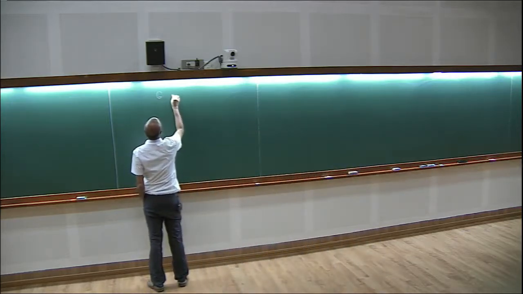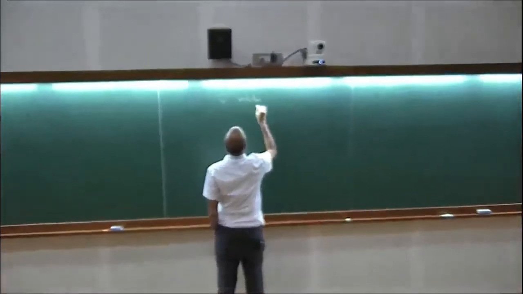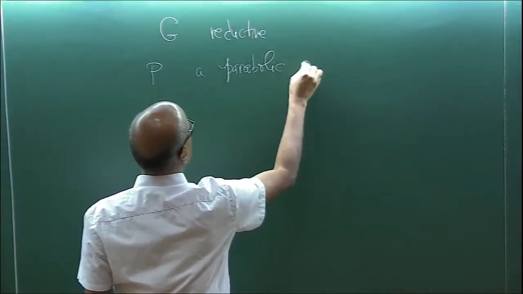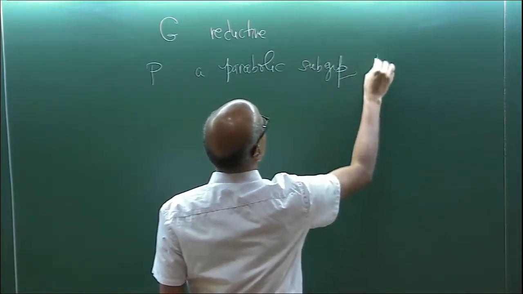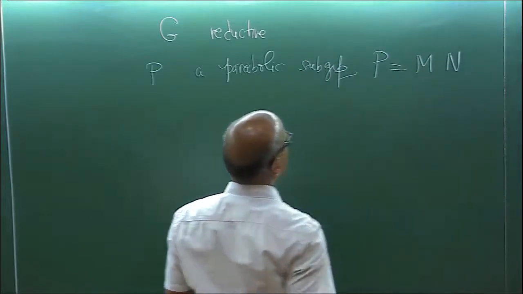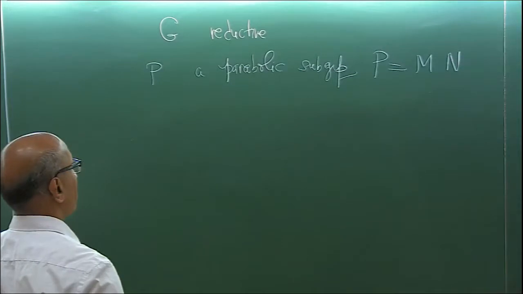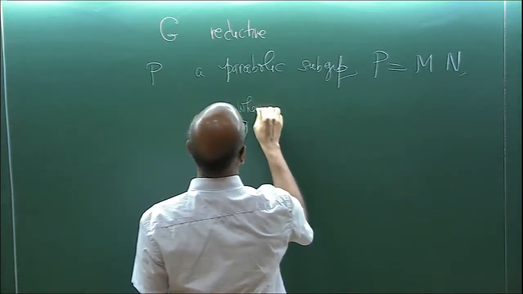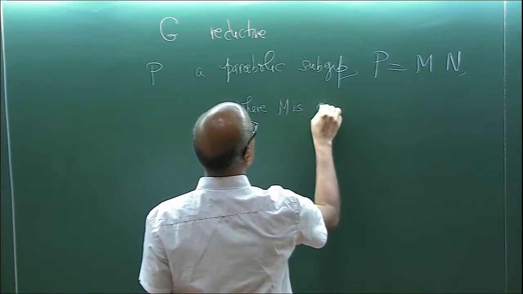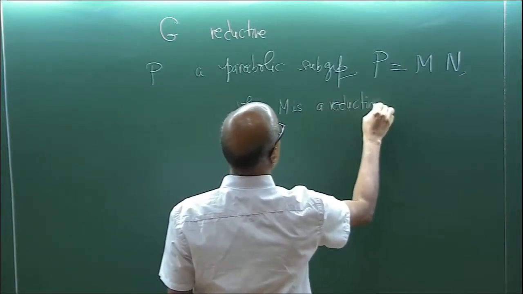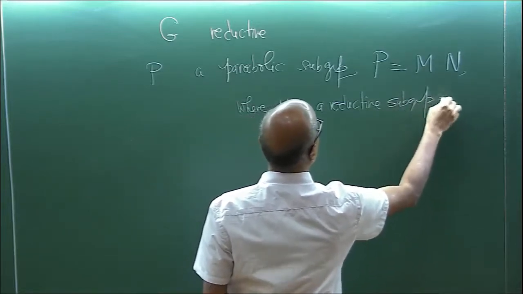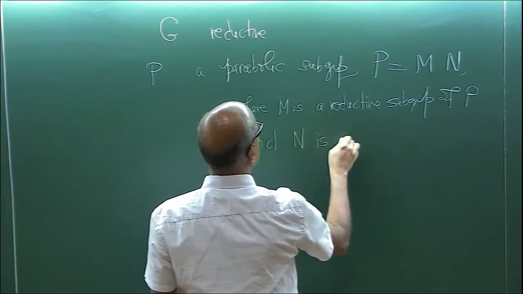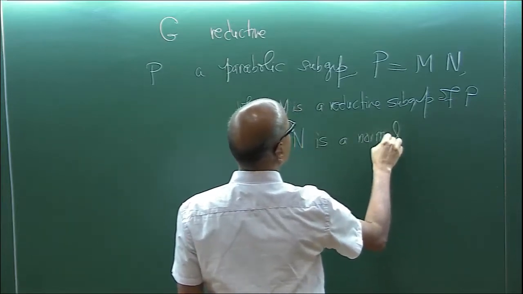So G is a reductive group, P a parabolic subgroup, and one writes P as M times N, and this is called the Levi decomposition, where N is a normal unipotent subgroup, and M is a reductive subgroup of P.